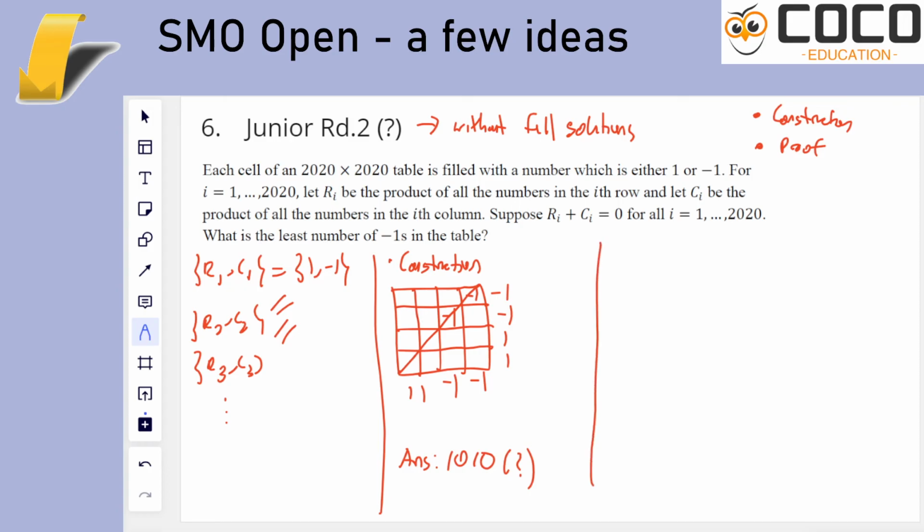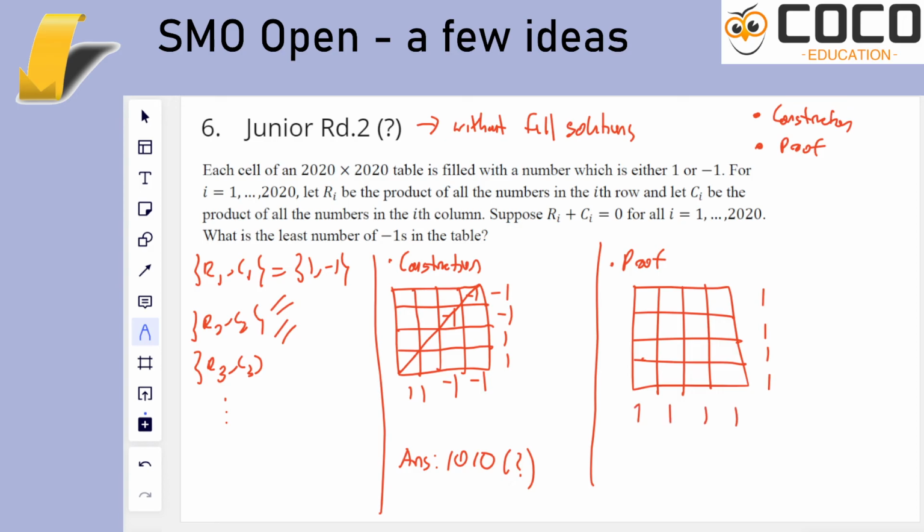Now let me give you the proof. The proof is actually very simple, right? Just imagine you start with an empty grid. I'll just draw a 4 by 4 just to show you why is it that this is a reasonable argument. Now, at first, they are all ones. Each time when you put in a minus 1, it's going to flip 2 signs. Right? For example, if you put it here, then these are the signs that you flip. If you put it here, then these are the signs that you flip. So each minus 1 will flip 2 signs.